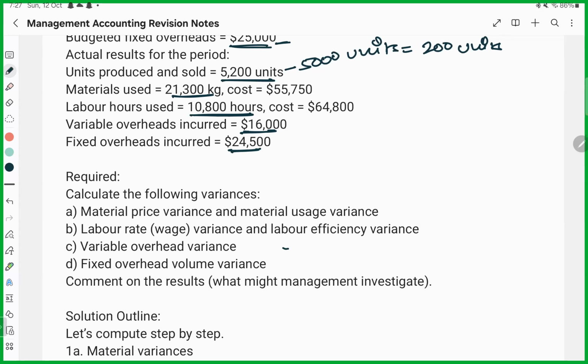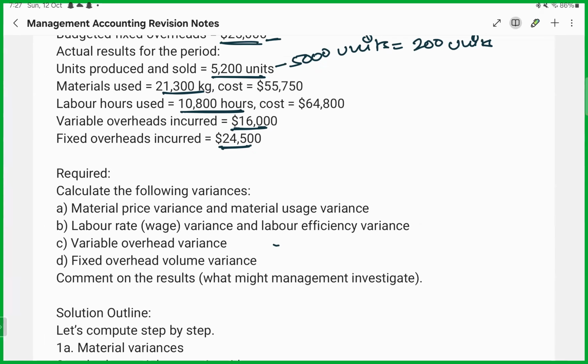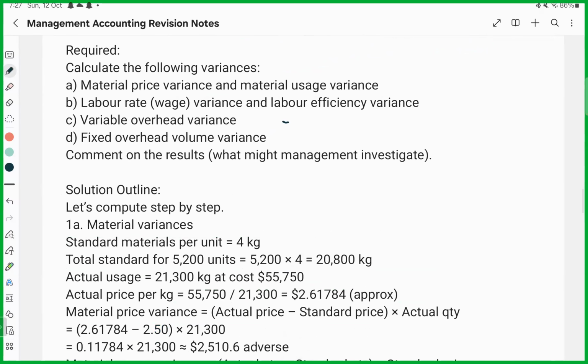Now let's calculate different variances. Now let's first calculate the material price variance. The question is asking me to calculate the material price variance and usage variance, labor rate or labor efficiency variance, variable overhead variance, the fixed overhead variance, and I have to also comment on the results. So now let's start calculating the different variances.